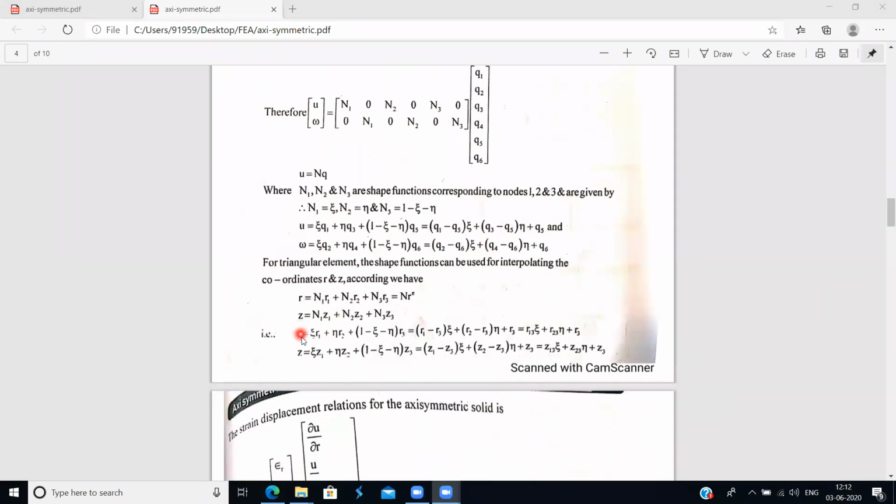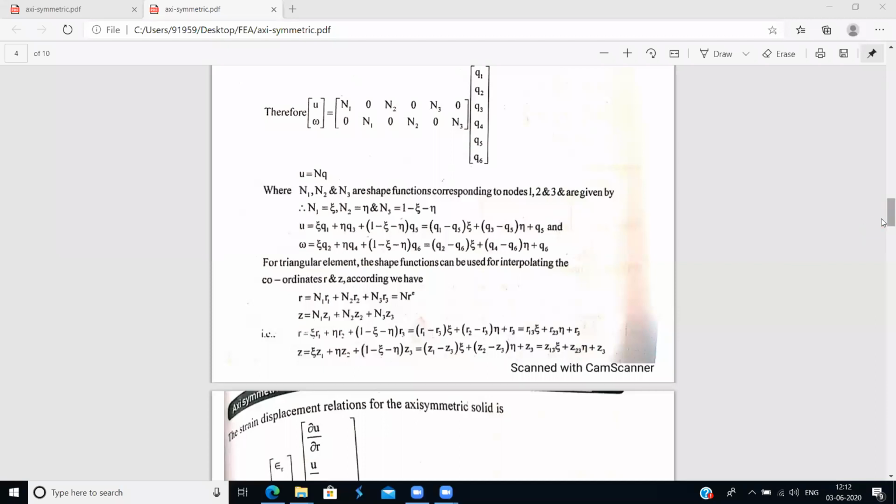Here we have R equal to R13 into zeta plus R23 into neta plus R3. Same thing, Z is equal to Z13 into zeta plus Z23 into neta plus Z3. If I differentiate this R with respect to zeta, then we will get R13. If I differentiate R with respect to neta, I will get R23. Same thing, if I differentiate Z with respect to zeta, I will get Z13, and with respect to neta, I will get Z23.